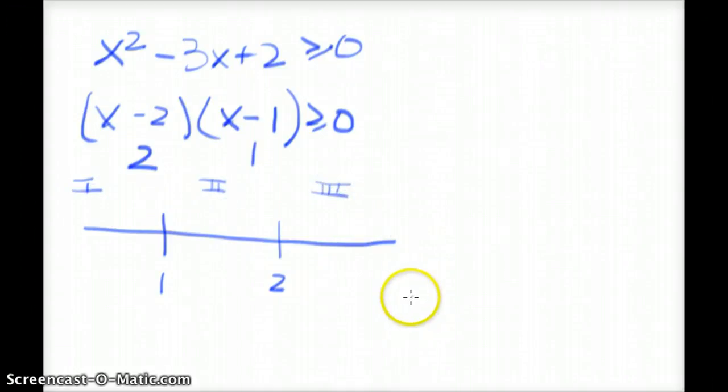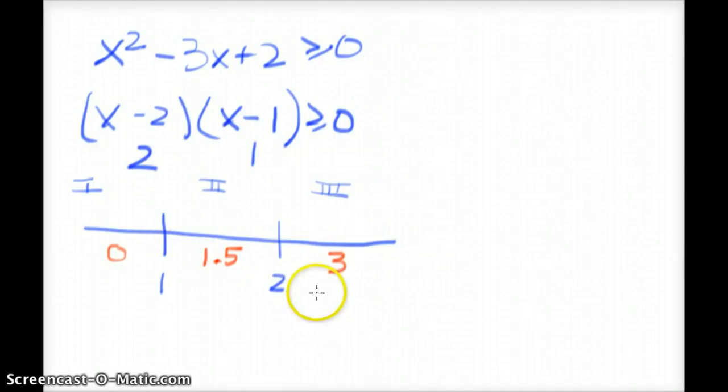Okay? Now, we need to pick a test number in the region. So here, 0 would be a good number. Here, I have to pick a number between 1 and 2, so I'm going to say 1.5. Okay? Right? Because 0.5 is over here. And then I'll say 3.